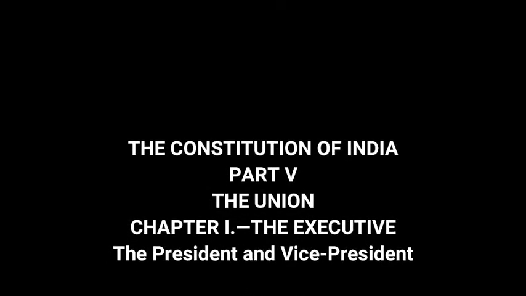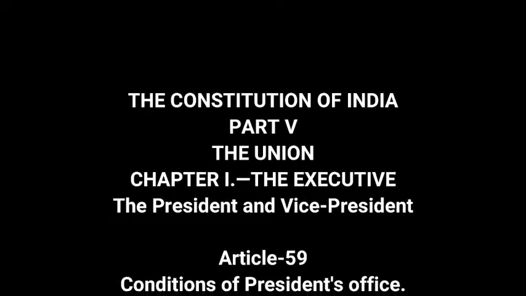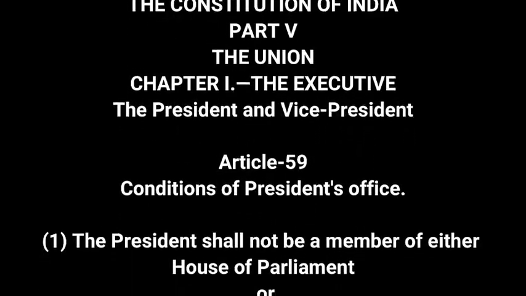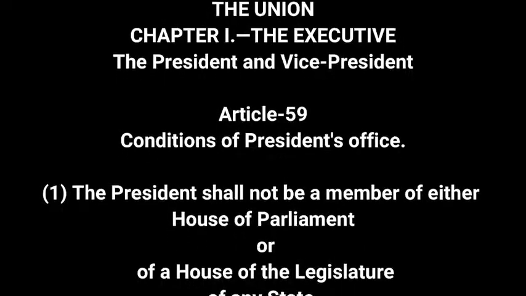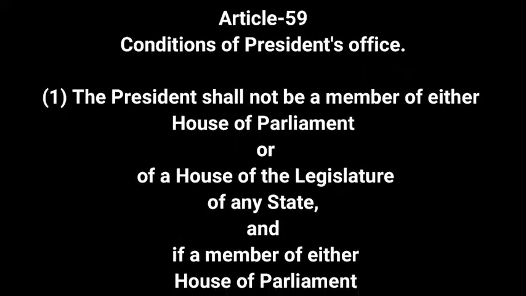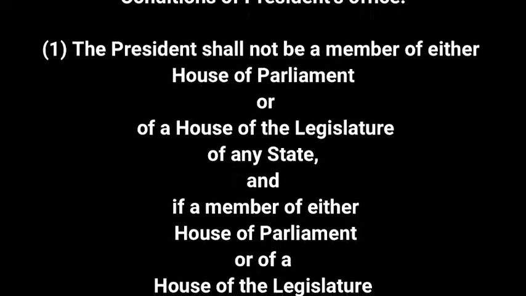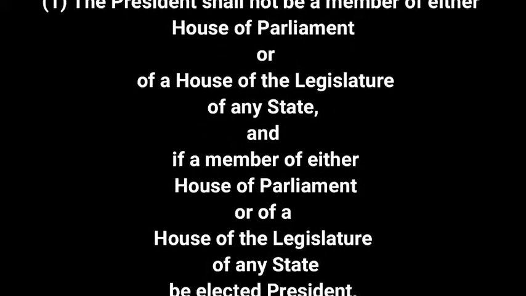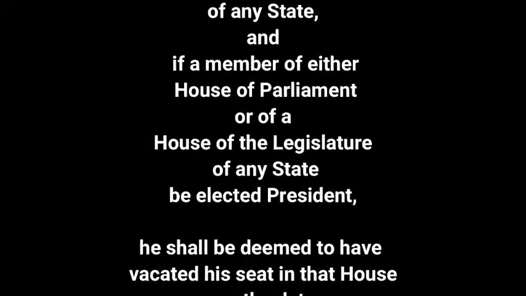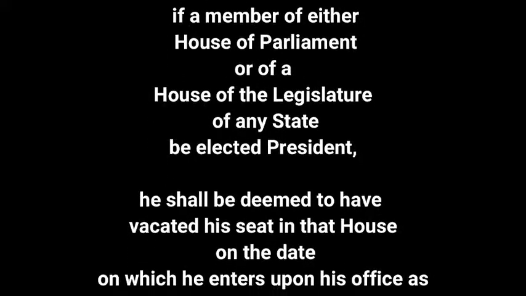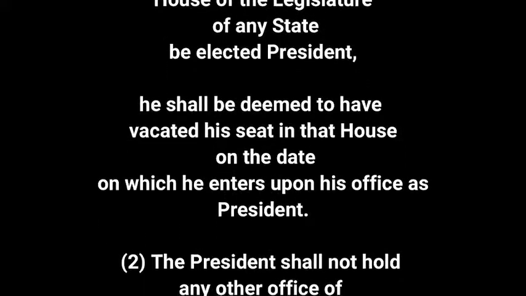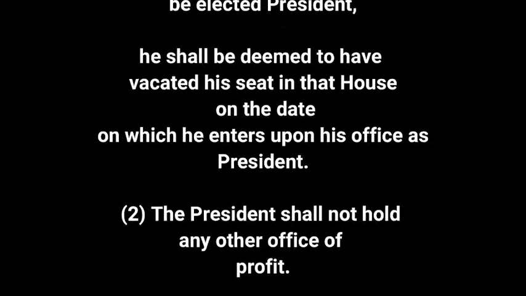The Constitution of India. Part 5. The Union. Chapter 1. The Executive. The President and Vice President. Article 59. Conditions of President's office. 1. The President shall not be a member of either House of Parliament, or of a House of the Legislature of any state. And, if a member of either House of Parliament or of a House of the Legislature of any state be elected President, he shall be deemed to have vacated his seat in that House on the date on which he enters upon his office as President.